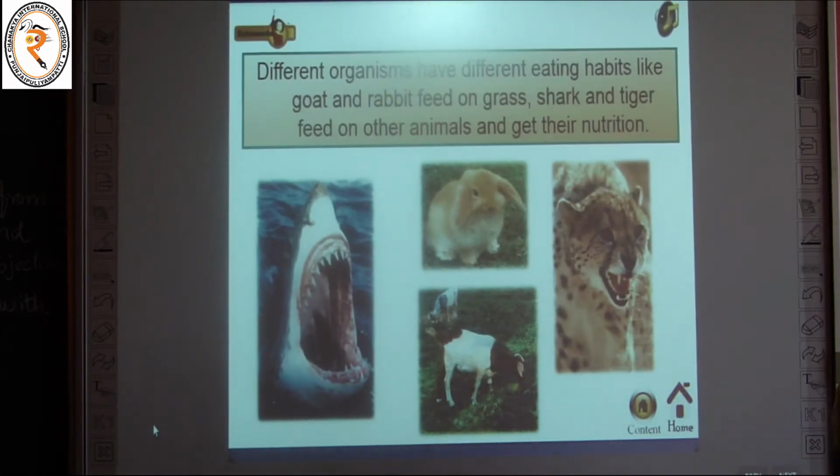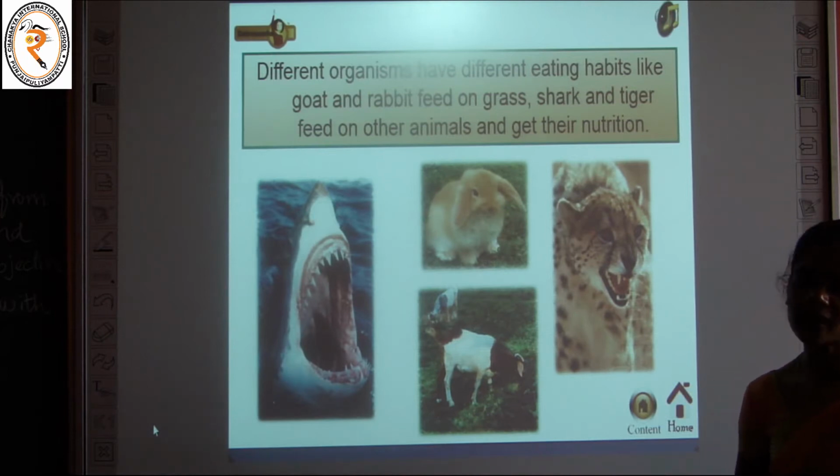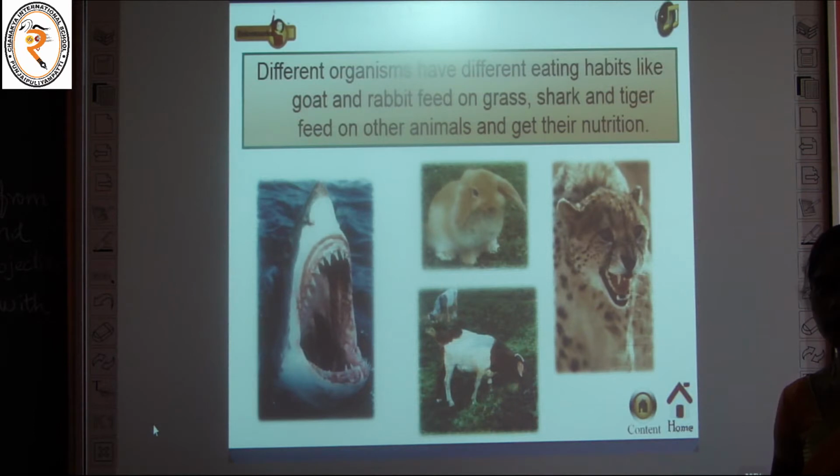We already know that according to the food habit of animals, the animals are categorized into three types: herbivore, carnivore and omnivore. What is called herbivore? The animals which eat only plants and plant products are called herbivores. The examples of herbivores are cow, horse, buffalo, etc.